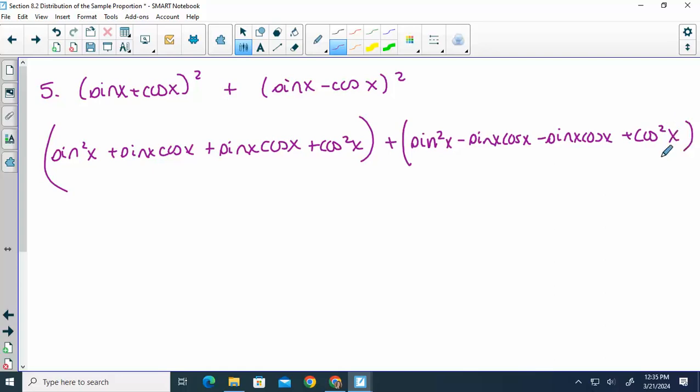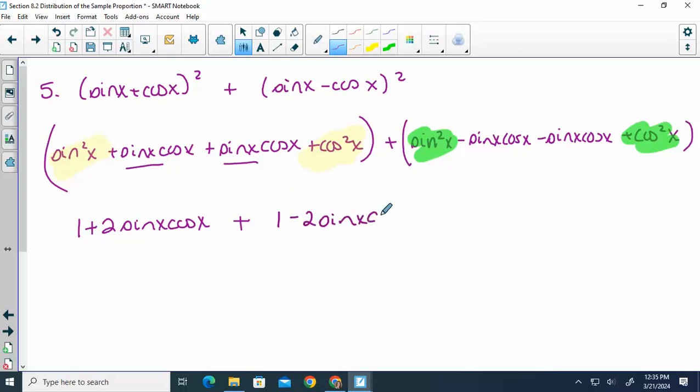Okay, so I didn't write the parentheses twice, but you guys know what I did right here. We can add in any order. What is sine squared plus cosine squared? That's 1 from the Pythagorean identity, that first Pythagorean identity. These are like terms, so that would be a 2 sine x cosine x. This one, sine squared plus cosine squared minus 2 sine x cosine x. So those drop and 1 plus 1 is 2.